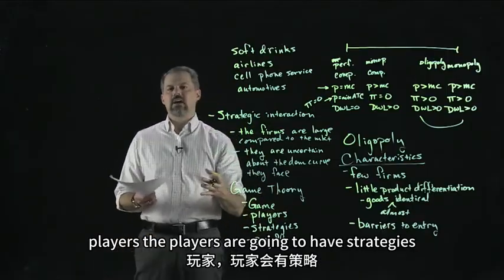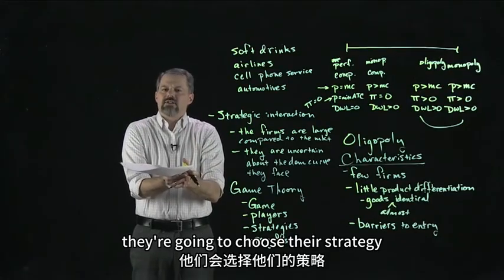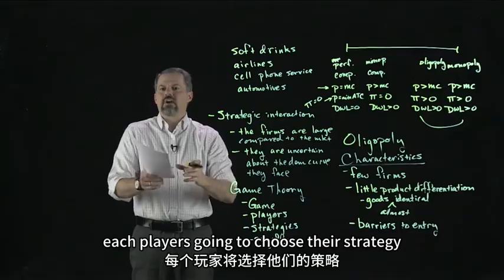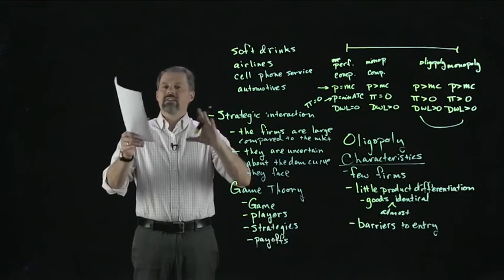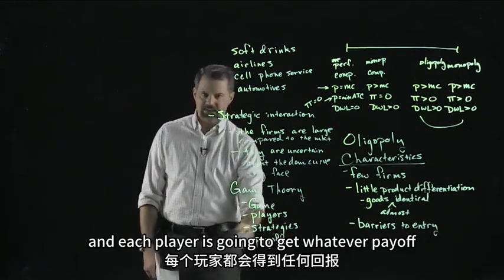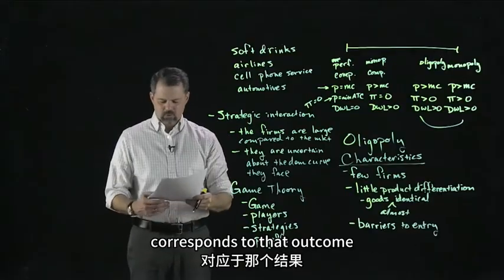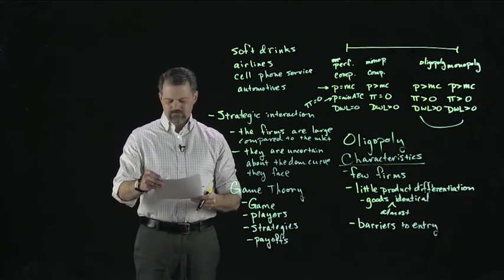The players are going to have strategies. They're going to choose their strategy. Each player is going to choose their strategy, and then we get to observe the outcome, and each player is going to get whatever payoff corresponds to that outcome.